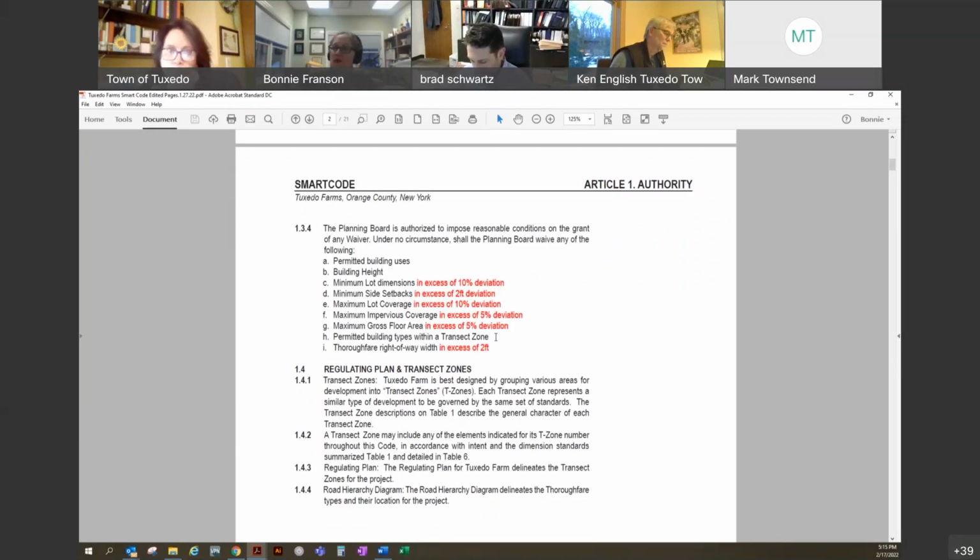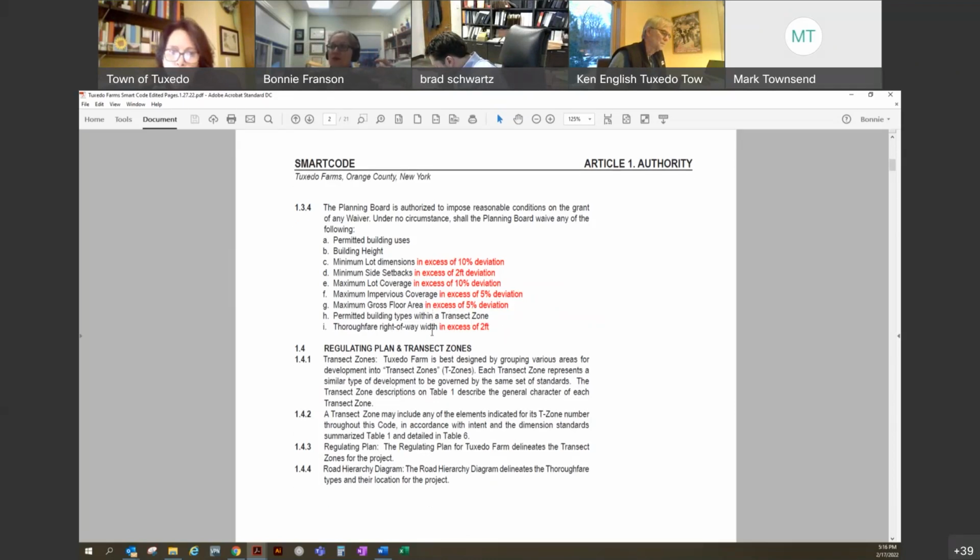Permitted building types within a transect zone. This was very important. The transect zone was set up to say, okay, within this area, you're allowed these specific types of uses. So if you went farther out from the center, the commons area, you might be allowed estate lots, but the town didn't necessarily want, let's say, adjoining another neighborhood for there suddenly to be multifamily housing. So the town did not want to allow these changes in the permitted building types within a transect zone.